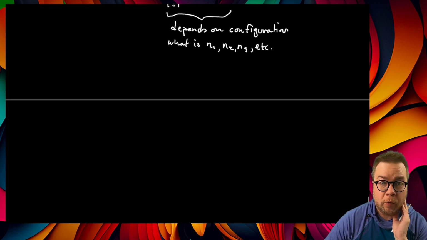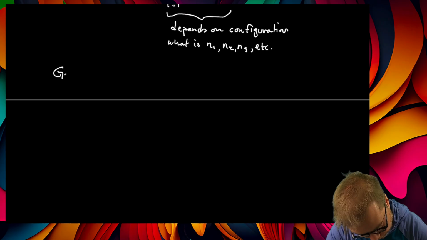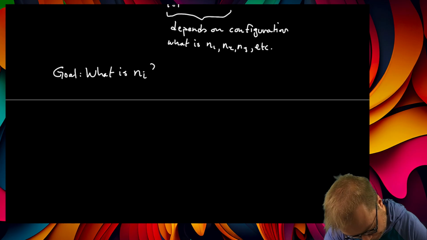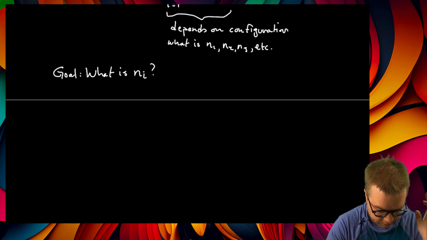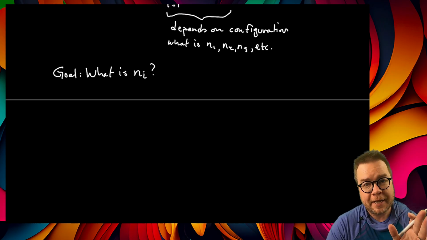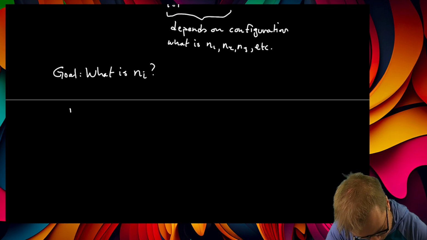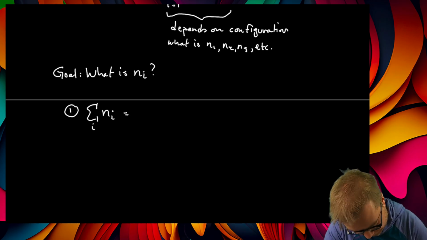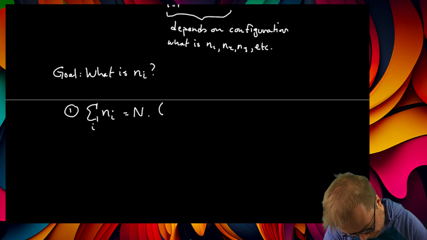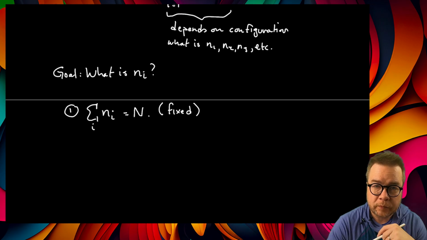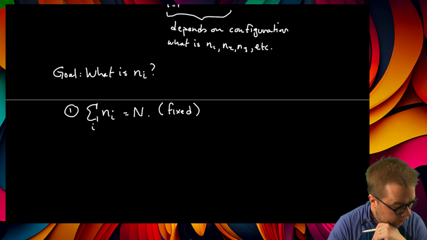Okay, so let's think about what has to be true for our system. So our goal now is what is n sub i? Like, how can I figure out how many particles are in each of these little states? So let's think about what has to be true. The first thing that has to be true is we have a fixed number of particles. So our first condition is that the summation over i of n sub i is going to give us the total number of particles n. And again, just to say it one more time, that is going to be fixed. We're not going to vary the number of particles in this example. Now you could, but we're not going to do it here. So that's the first thing.